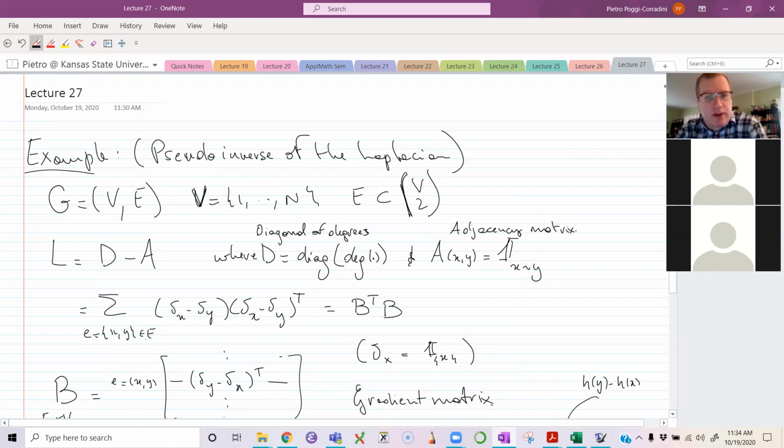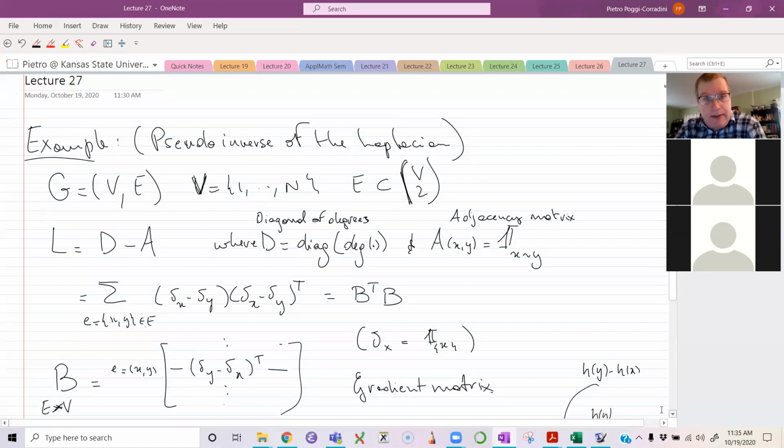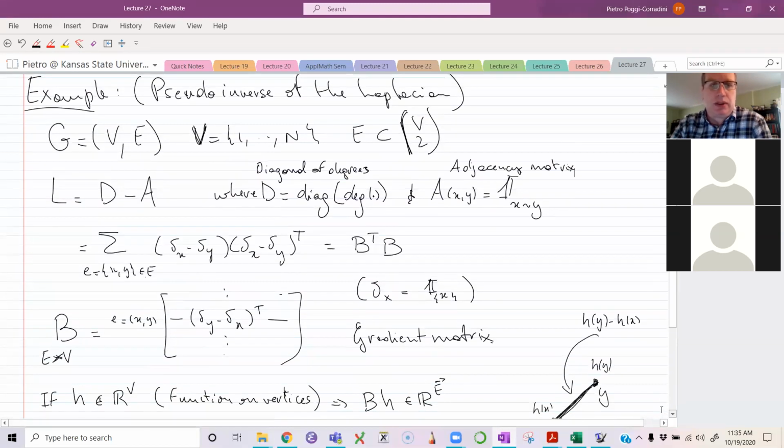Right, the difference of those two, or you can write it as a sum of outer products, one per edge. These outer products are like the Laplacian of a very simple graph that has n vertices and just one edge from x to y. You just add them all up to get L. Then this form also says that you can decompose L as B transpose B, some kind of square root. It's a rectangular square root.